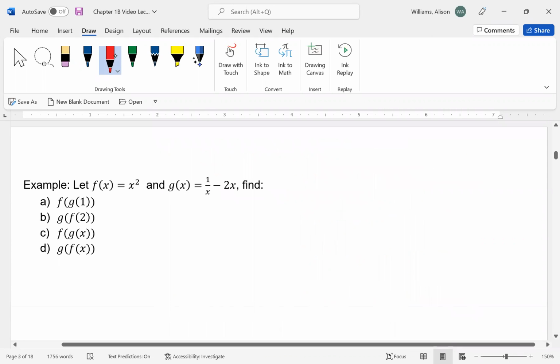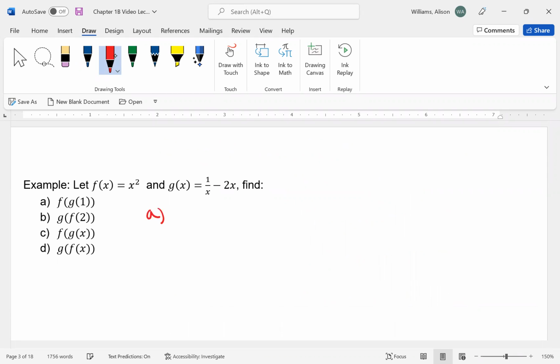So this time, we're given an f of x and a g of x. First, they're asking us to evaluate them at specific numbers. So part A and part B aren't too complicated. Let's start with part A. So we're going to evaluate f of g of 1. First thing I'm going to do is plug 1 in for x in g of x. So that's going to be 1 over 1 minus 2 times 1. All right, so that's just going to be 1 over 1 minus 2, which is negative 1.